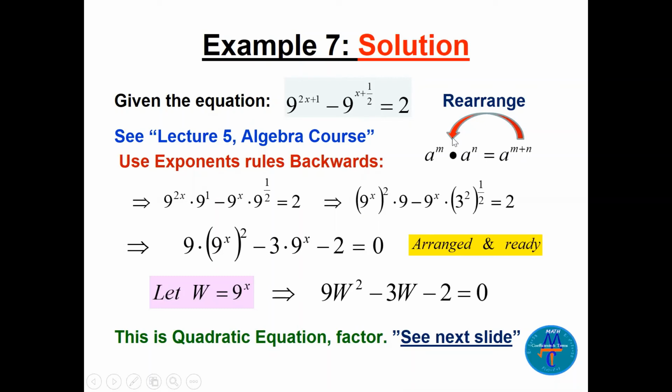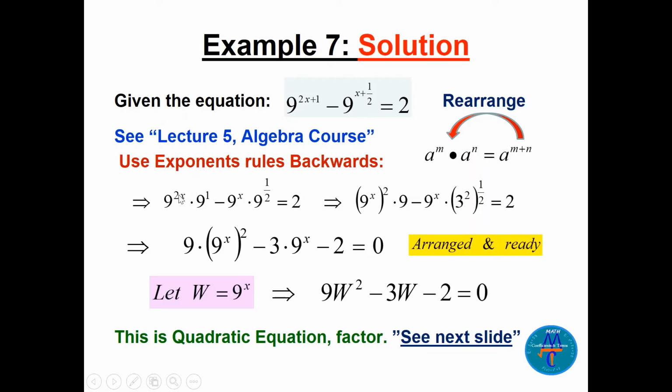You see, let's go back. Here we have x plus half, and also we have here 2x plus 1. See, this is addition. This is addition. So I can make 9 to the power 2x times 9 to the power 1. I use this one backward. Also minus 9 to the power x times 9 to the power half. See, I use that one 2 times for the first term and the second term.